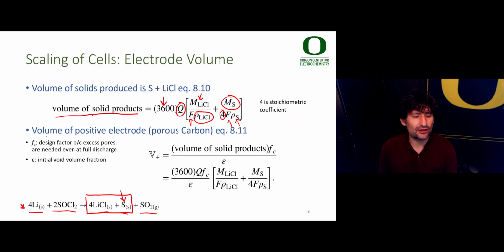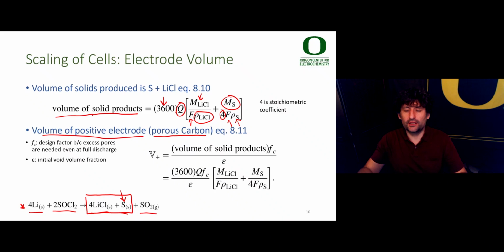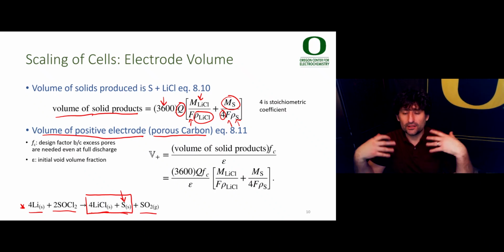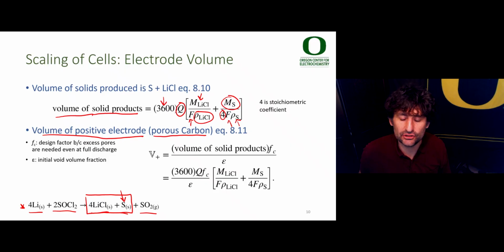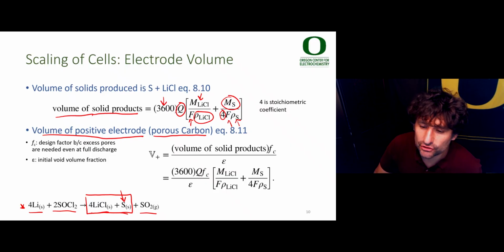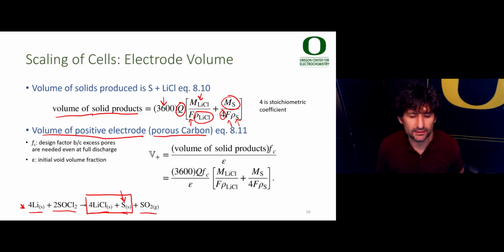So we can use this now to calculate the total volume of the positive electrode. And that's going to be made out of porous carbon. The carbon is there to act as an electronically conductive porous solid where the electrochemical reaction can take place. You can extract current from the electrode, but the solid products, remember the lithium chloride and the sulfur, can remain trapped and held in that porous carbon.